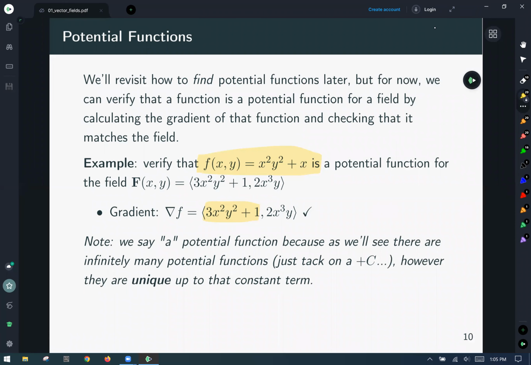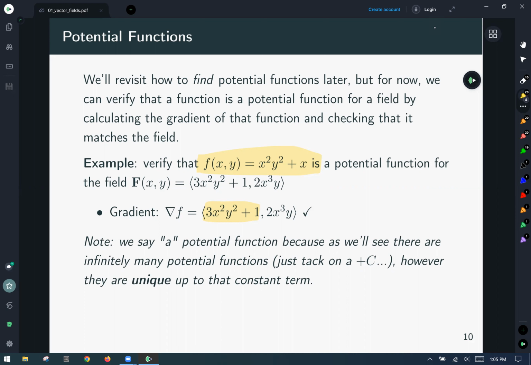All right, I'll admit I got thrown again. I stole an example out of the textbook, and it looks like it's got a fairly big typo in it. So let's just continue with this example and see what we can learn about it. It says verify that f is a potential function for this given field.